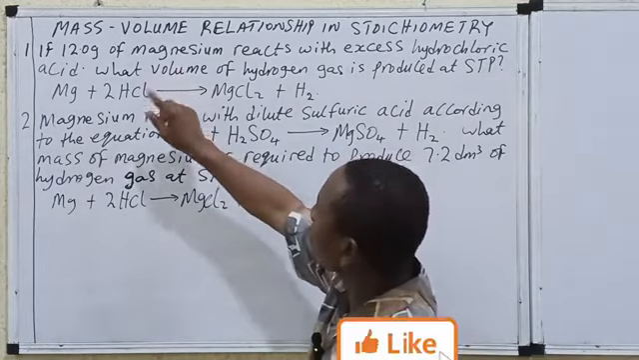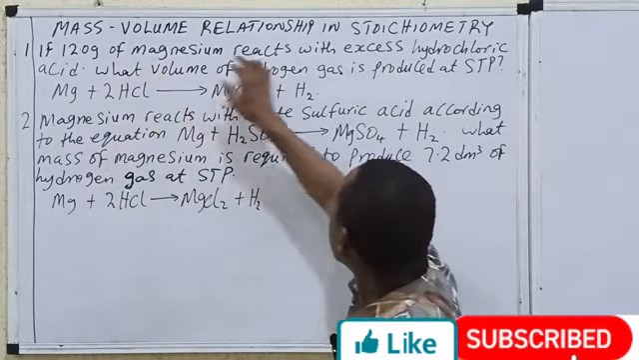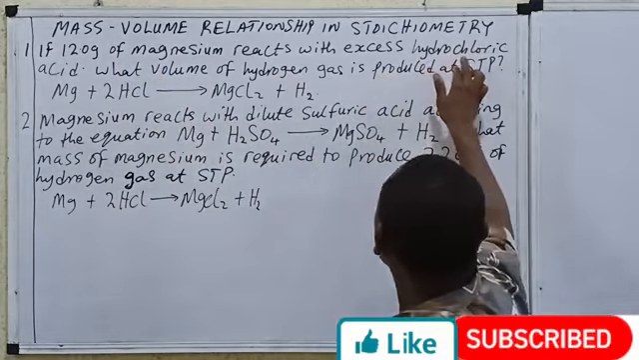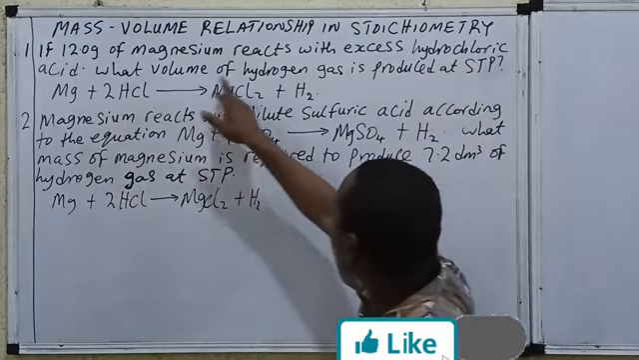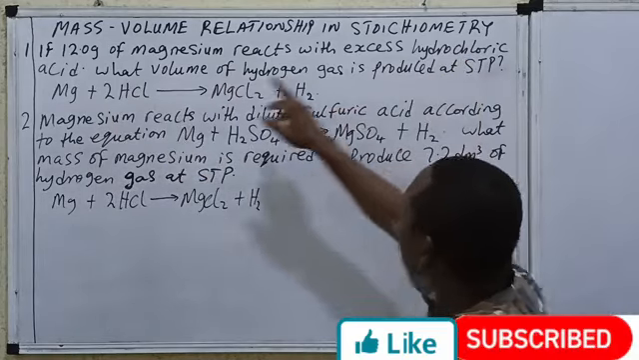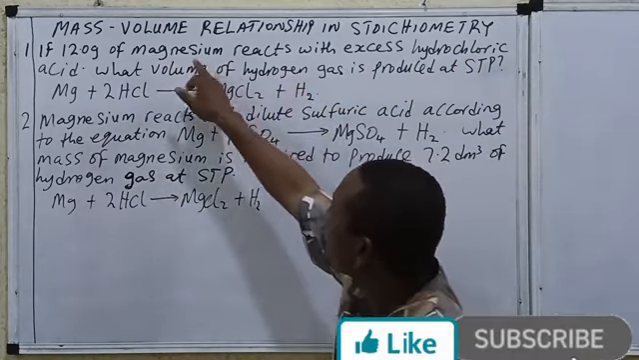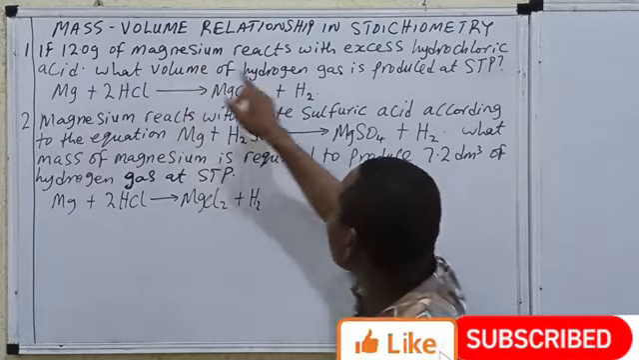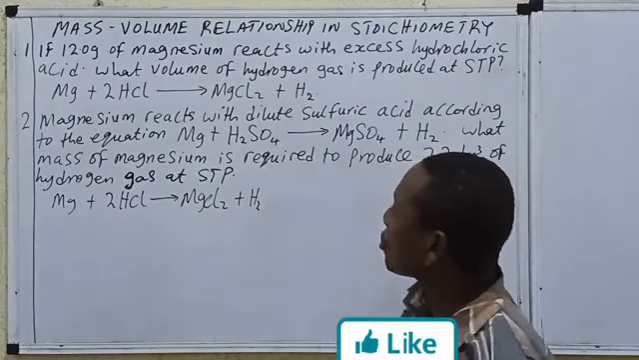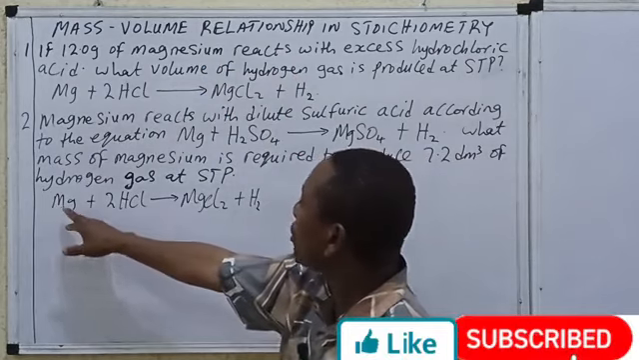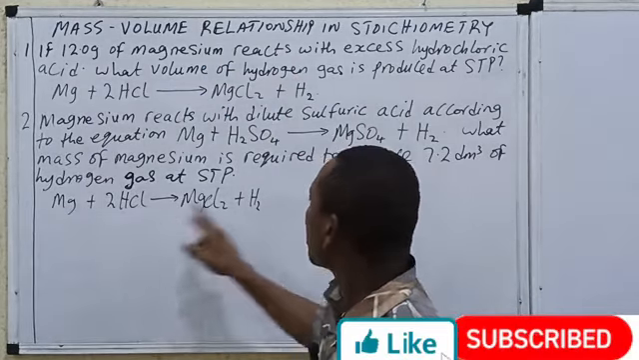Now, go back to the question. They are talking about two things. Magnesium reacts with excess hydrochloric acid. What volume of hydrogen gas is produced? So they are talking about magnesium and hydrogen gas. So the two things we are concerned about are magnesium and hydrogen gas.